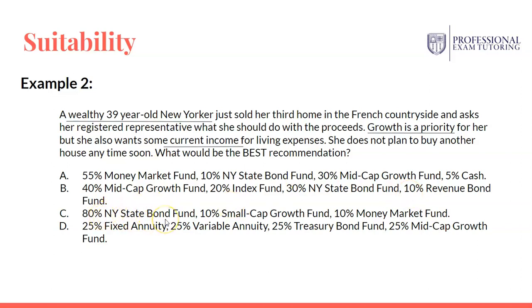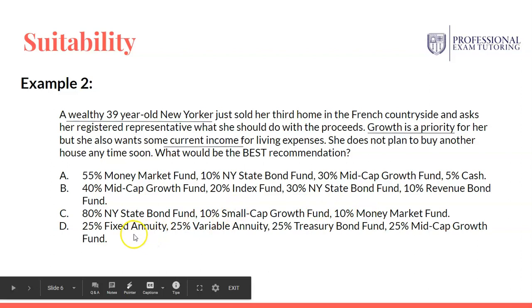80% New York State bond fund, that's a huge amount in munis. 10% small cap growth, that's stocks. 10% money market, that's basically like a savings account, quite conservative. So 90% here is going in some bonds and a money market fund. That seems a little too conservative for this woman.